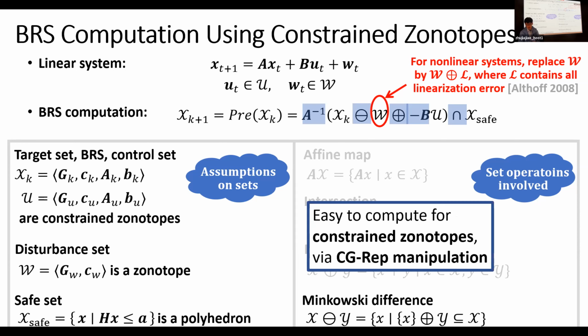The good news here is for the first three, you can do this fairly efficiently if you work with constrained zonotopes. This can be done by the so-called CG-rep manipulation. So the complexity is just linear in the input data size. Whereas it is not clear if the same can be done for the Minkowski difference. And this is the key question we want to ask here.